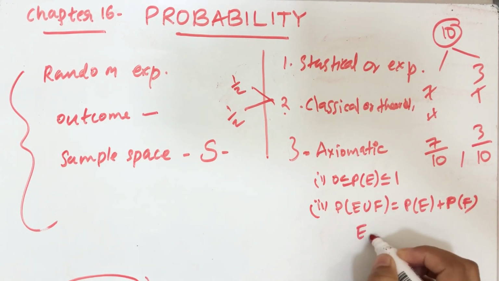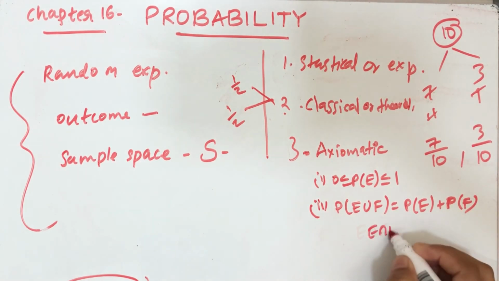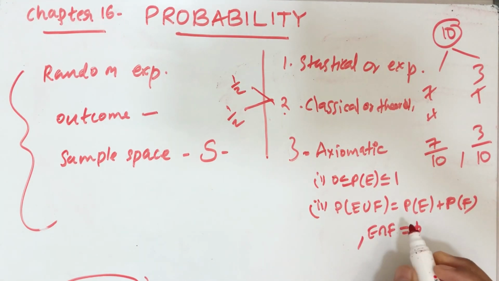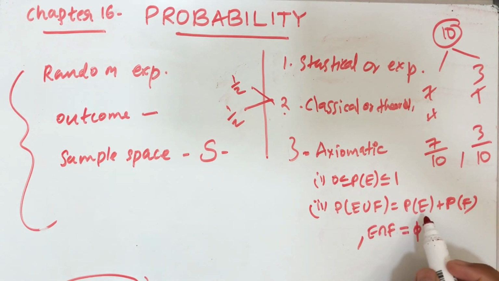Here one thing, E and F are disjoint events, that is, E intersection F is equal to empty. That is the one condition: if E and F are disjoint events, so that their intersection is empty, then P of E union F is equal to P of E plus P of F.